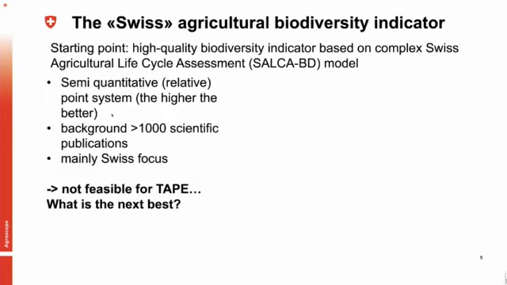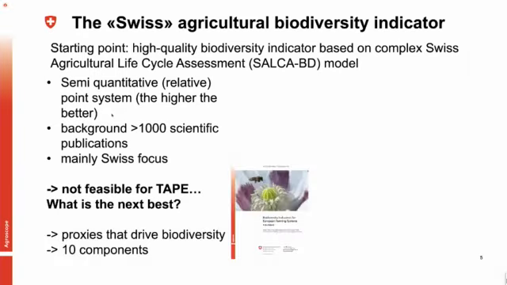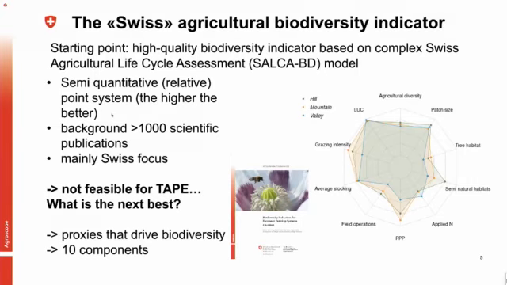We knew that this wouldn't be feasible for TAPE, so what is the next best? Then we thought, can we think about proxies which we can go through in the questionnaire? Proxies that drive biodiversity, and we came up with 10 components. I'll show you the results again for these 3 regions within Switzerland when we tested that.